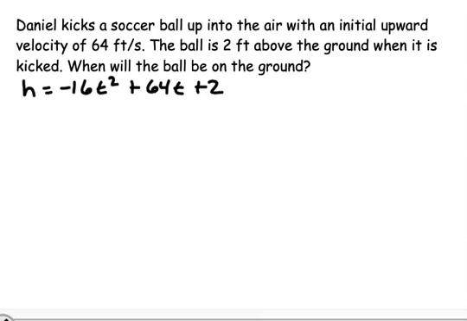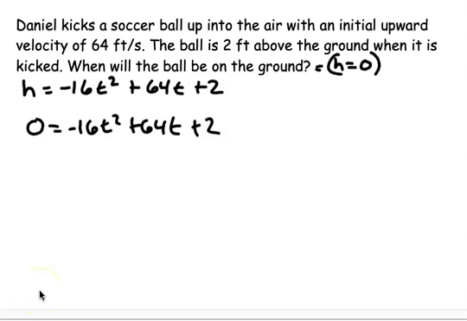So with a situation like this, the first question, or the only question, is when will the ball be on the ground? I might have skipped a little bit there, but what that means is solving for when h equals 0. So instead of the h right here, I've just replaced it with a 0. And now I want to know when will the ball be on the ground. So I'm already set up to solve this using quadratic formula. Because a is negative 16, b is positive 64, c is positive 2. I'm ready to solve this.